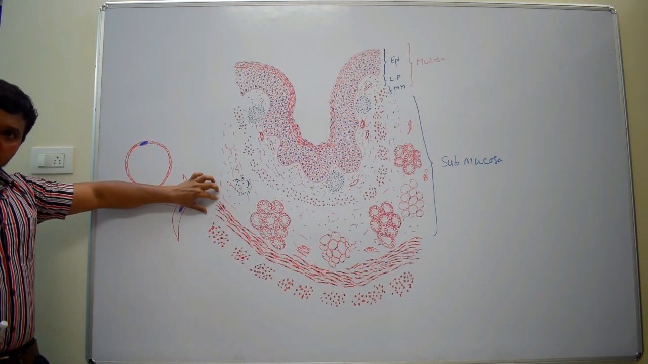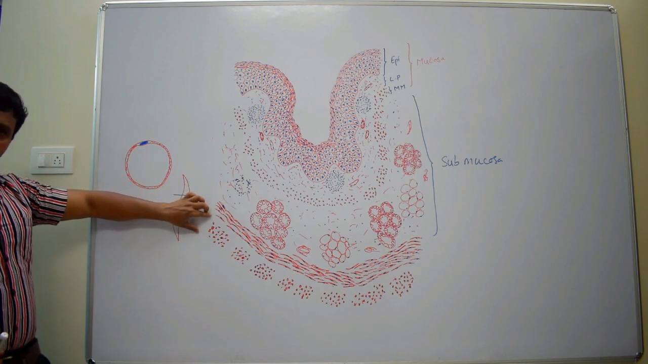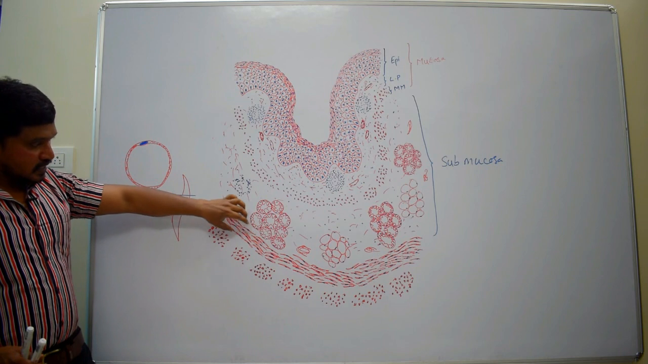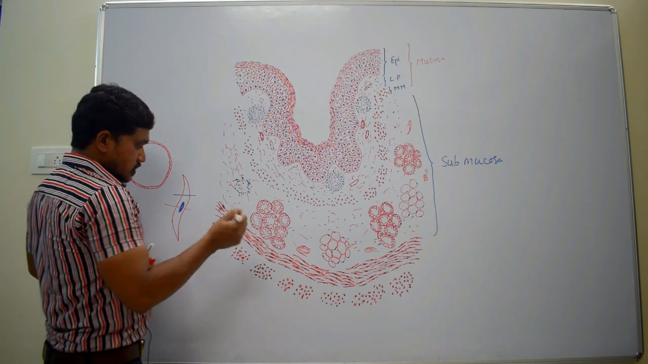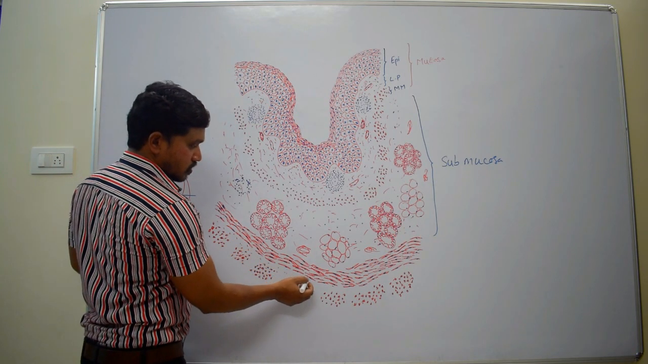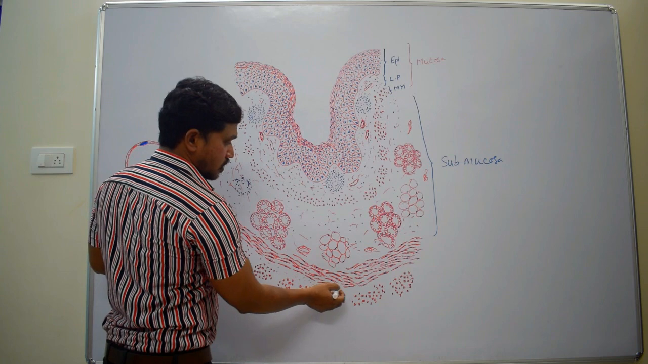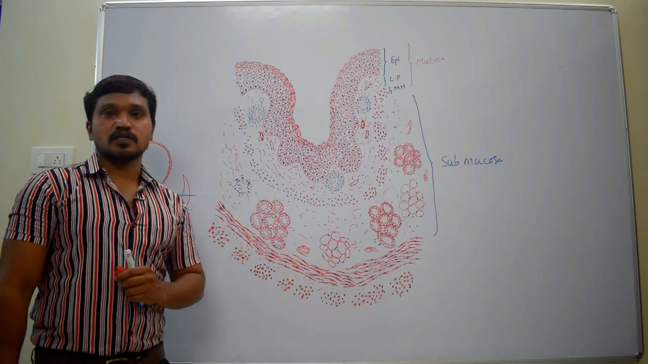This is inner circularly arranged muscle fibers and these are outer longitudinally arranged muscle fibers. In between the inner circular and outer longitudinal muscle fibers, we can find intermuscular connective tissue. Here you can find the intermuscular connective tissue. Within the intermuscular connective tissue, all connective tissue substances along with blood vessels and nerve plexus are present.